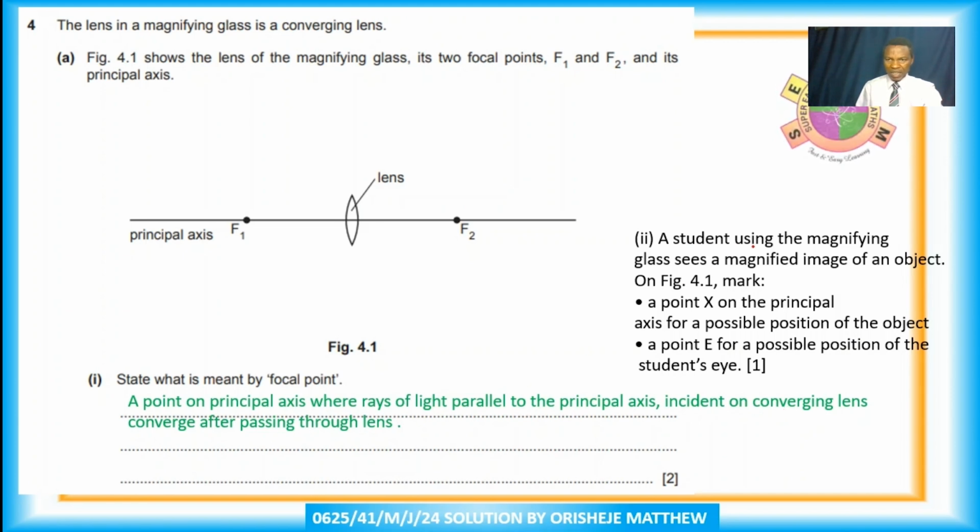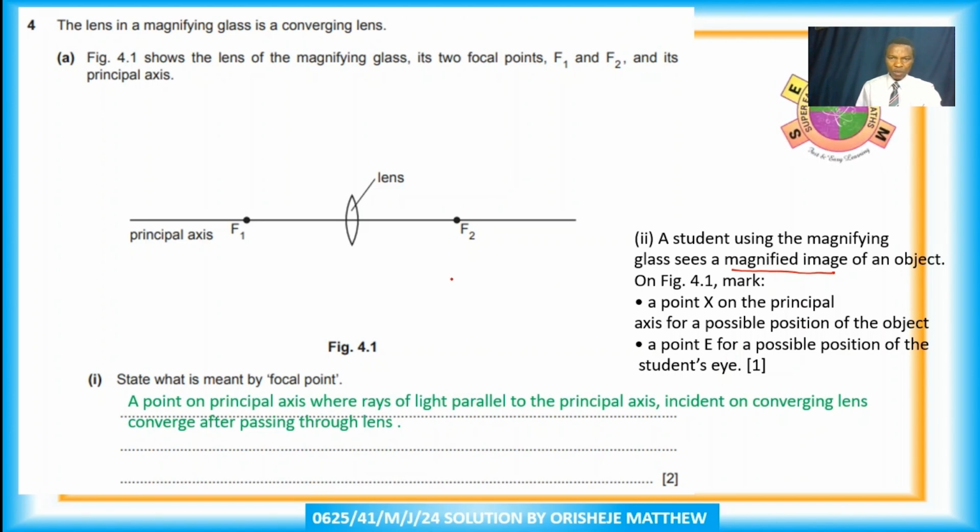Now, a student using a magnifying glass sees a magnified image of the object in figure 4.1. Now, mark point S on the principal axis for a possible position of the object and where the eye of the student will be positioned. Is it on the left or on the right?